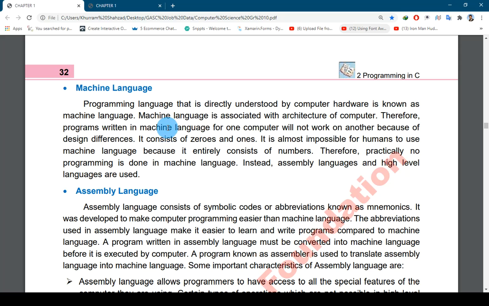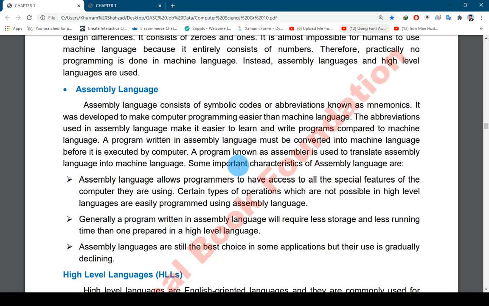This language uses zeros and ones as source code, and we have to write every single thing in the form of zeros and ones. This is the most difficult language in this world. It is not commonly used nowadays. Then we discussed assembly language.